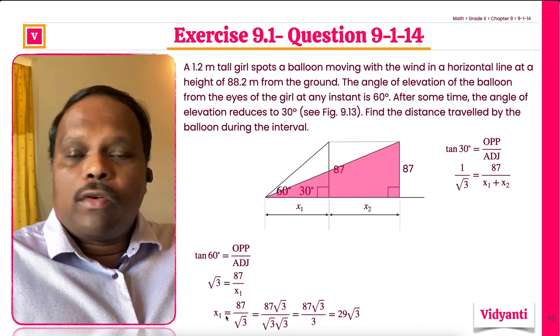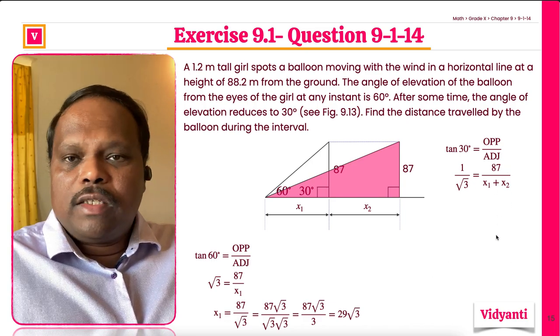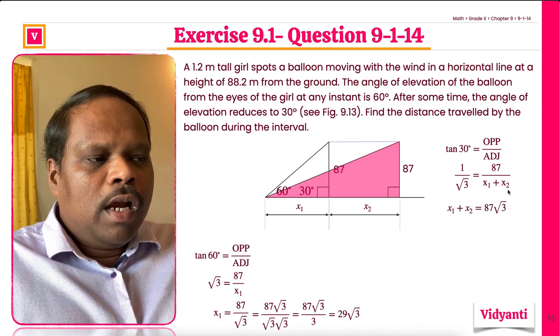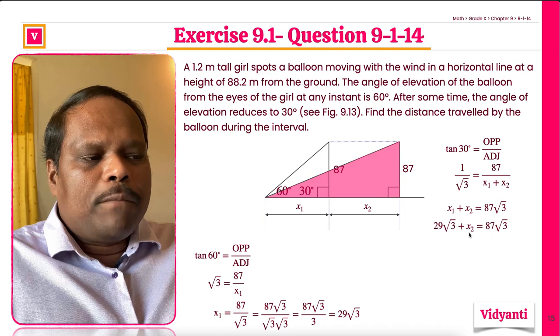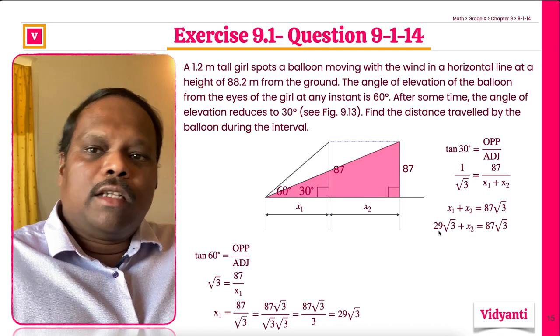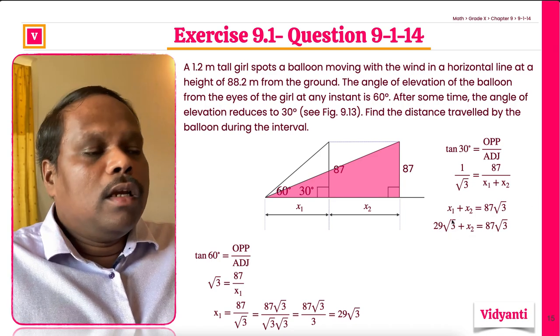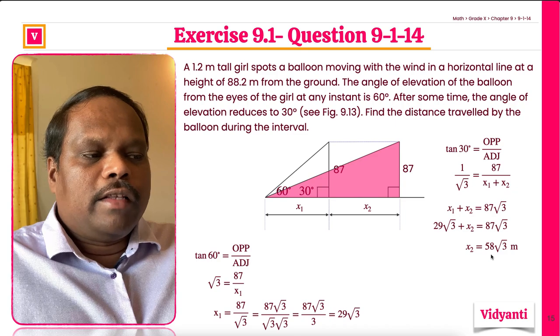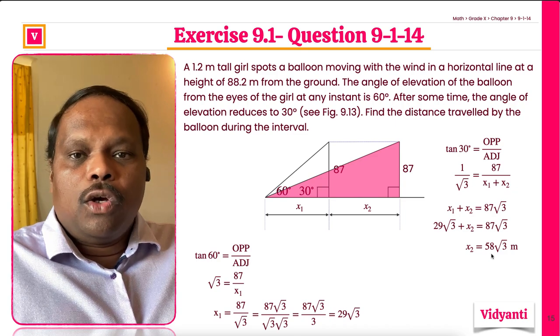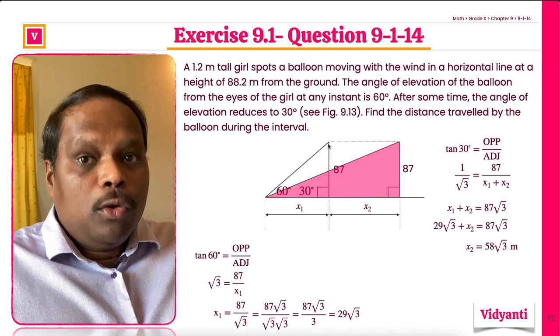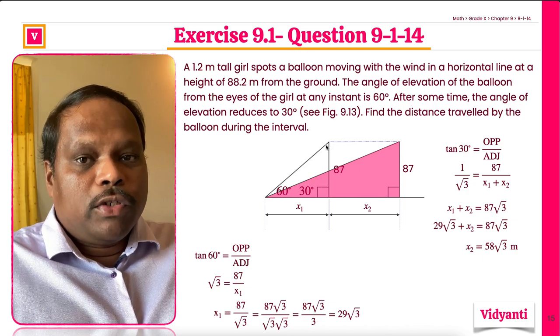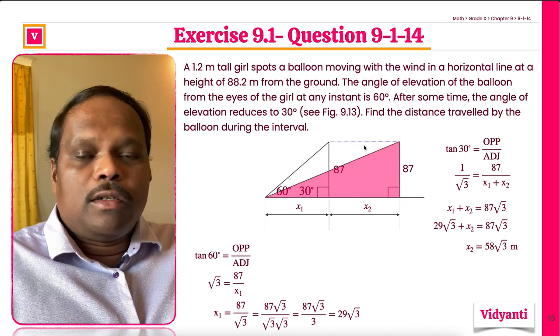Now out of that we have calculated x1. So we can replace that right over here, and we can cross multiply and then replace if you want. Now x2 can be calculated by transferring this 29 root 3 over to the other side, and the final answer will be 58 root 3 meters, and that will be the distance the balloon has actually traveled from position 1 to position 2. That will be this dotted line distance.